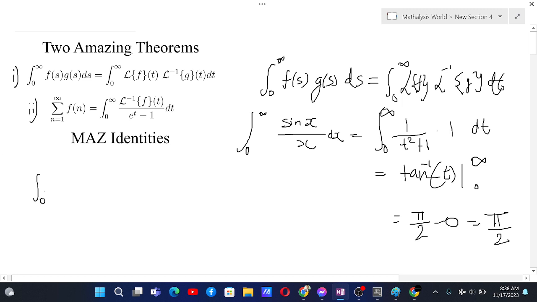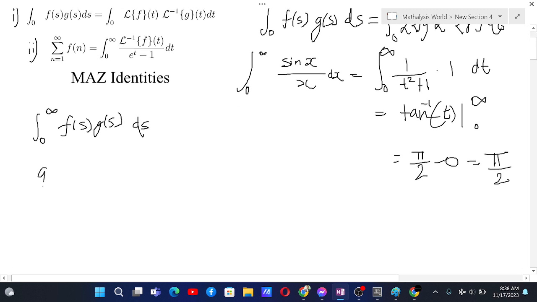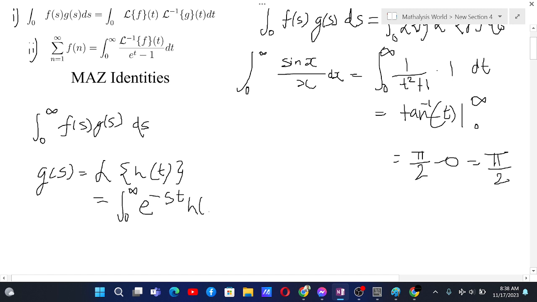So let's say we have this integral f of s g of s ds. Now let's say that g of s is the Laplace transform of h of t. This means that it's the integral from 0 to infinity e to the power minus st h of t dt. Yeah, this is the Laplace transform.